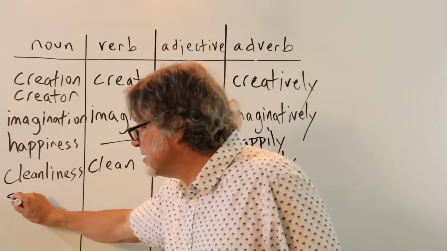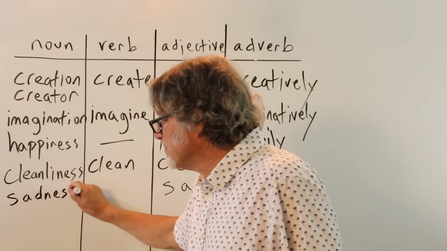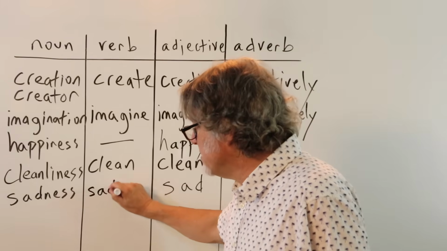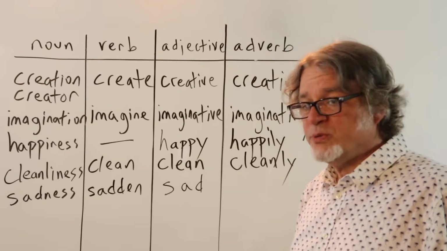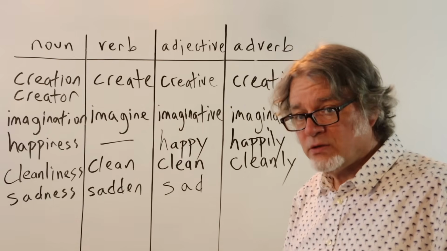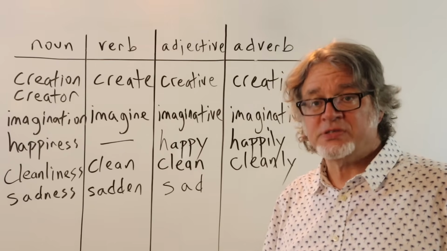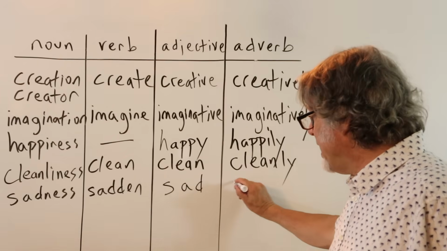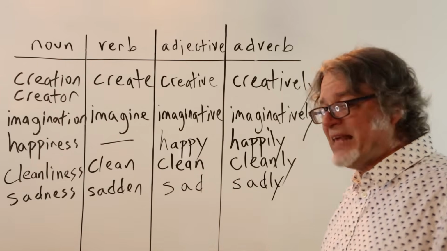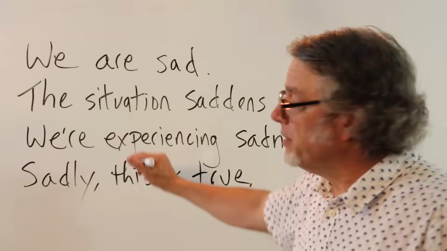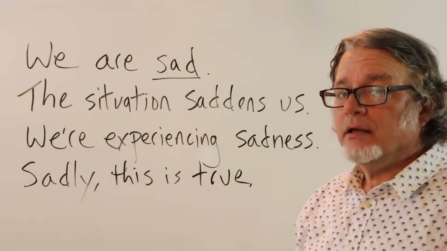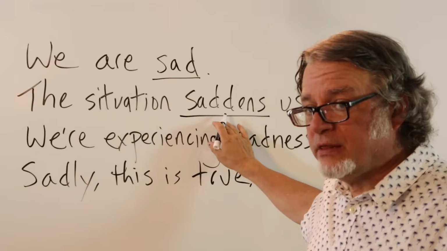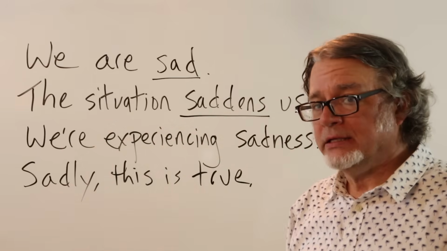Sad becomes sadness. As a verb, it becomes sadden. To become sad is to sadden, or to make someone sad is to sadden. As an adverb, just add ly to sad, and it becomes sadly. We are sad. Here's the adjective. The situation saddens us. Here is a verb. To make the verb for sad, just add the en. Sadden.